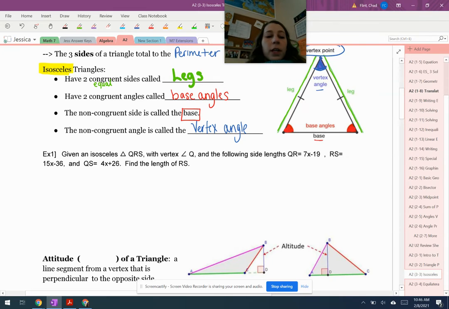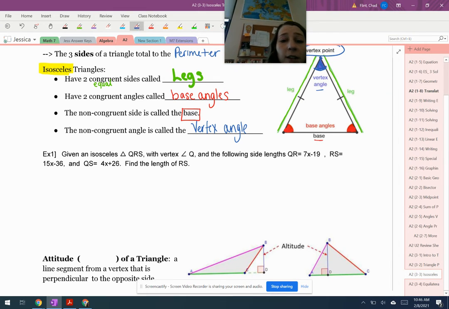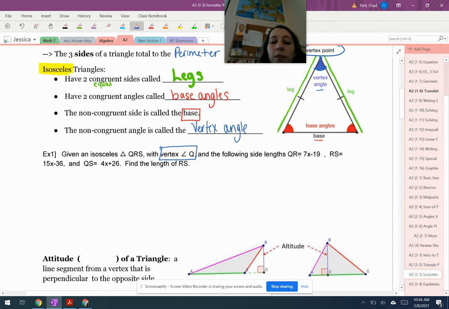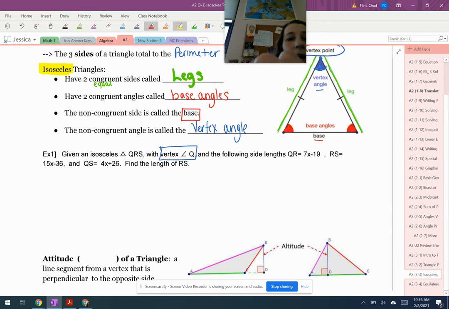Okay, so example 1. Given an isosceles triangle QRS with vertex angle Q, so that means that's the one that's not equal to the other one, and the following side lengths QR, RS, and QS, find the length of RS. All right, I'm noticing a couple of things here.